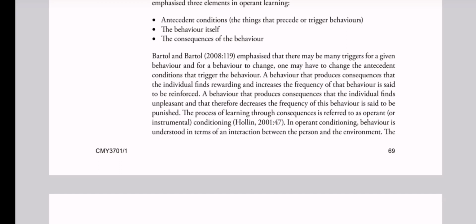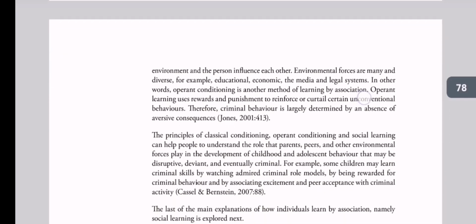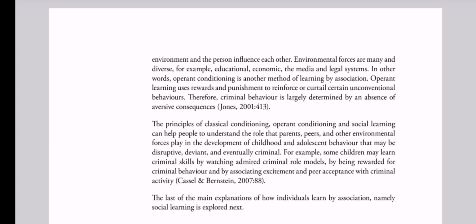A behavior that produces consequences that the individual finds rewarding, and that increases the frequency of that behavior, is said to be reinforced. Behavior that produces consequences that the individual finds unpleasant, and that therefore decrease the frequency of this behavior, is said to be punished. The process of learning through consequences is referred to as operant or instrumental conditioning. In operant conditioning, behavior is understood in terms of interaction between the person and the environment. The environment and the person influence each other.